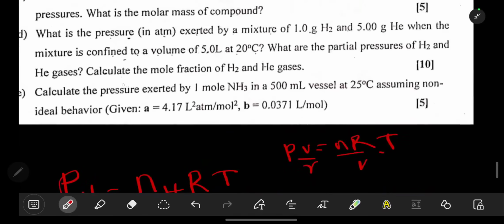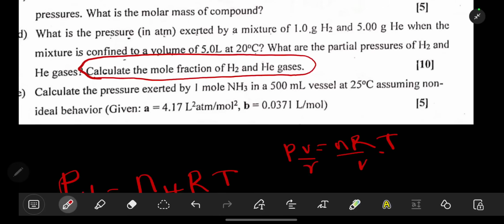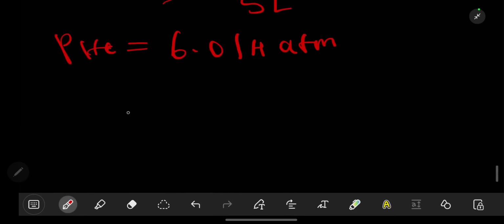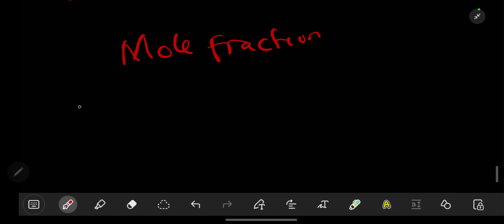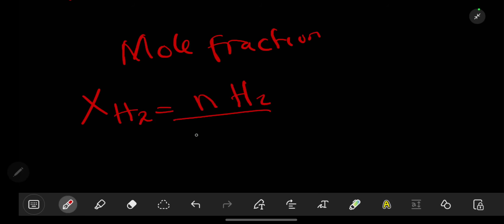Then the last part of the question says, calculate the mole fraction of the gas. So for mole fraction, the mole fraction of the gas is a fraction, so the mole fraction with the symbol X, let's say of hydrogen, will be equal to the number of moles of hydrogen over the total number of moles.